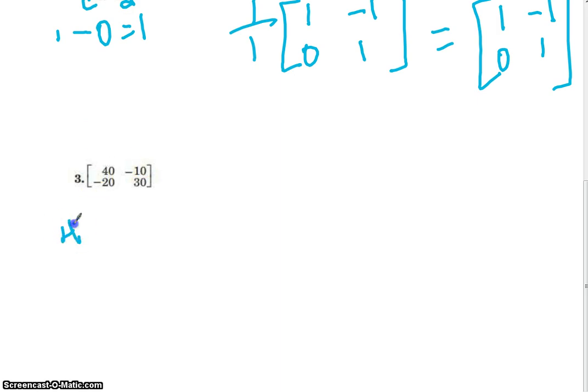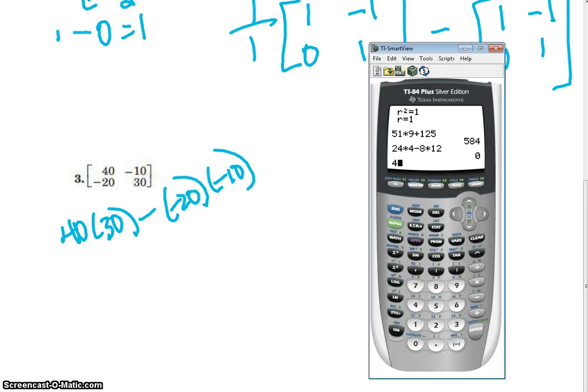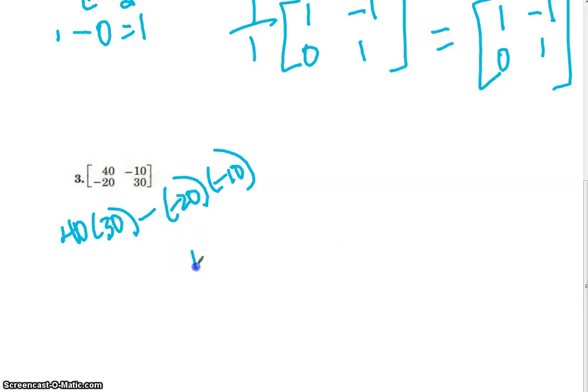So 40 times 30 minus negative 20 times negative 10. In your calculator, 40 times 30 minus negative 20 times negative 10. And you get 1,000. Which seems really, really big, doesn't it? But it's right. If you get 1,000, that means that that's the number on the bottom.